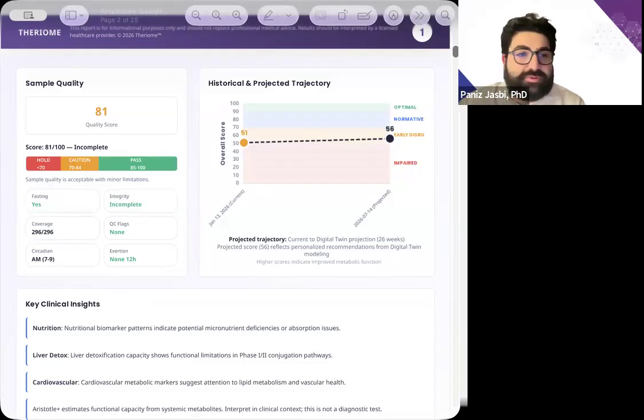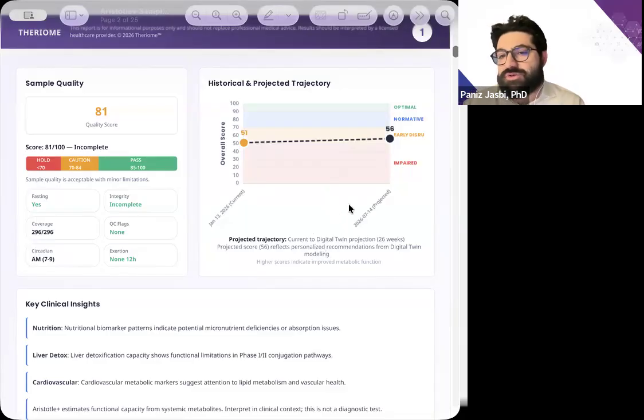In this sample, fasting is yes, coverage is 296 out of 296, and QC flags are none. Circadian timing is AM between 7 and 9, and the exertion is none in the prior 12 hours. These details matter because they reduce the chance that a short-term behavior is masquerading as a chronic pattern. If fasting was no, time of day was late, or recent exertion was high, you would interpret glycolytic stress and fuel switching signals more cautiously, for instance. Now look at the historical and projected trajectory panel.